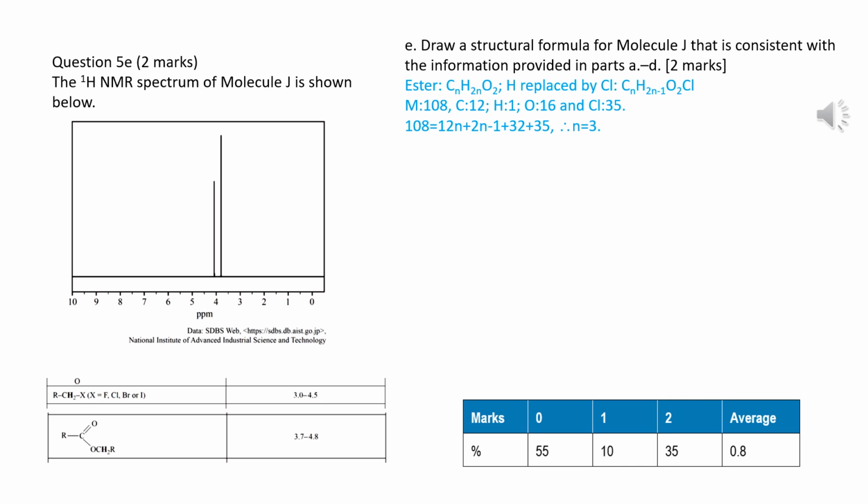When we calculate the molecular mass of the organic compound, please use the whole number and neglect the decimal point. The atomic mass of chlorine is 35 because the molecular mass is 108, which contains chlorine-35.